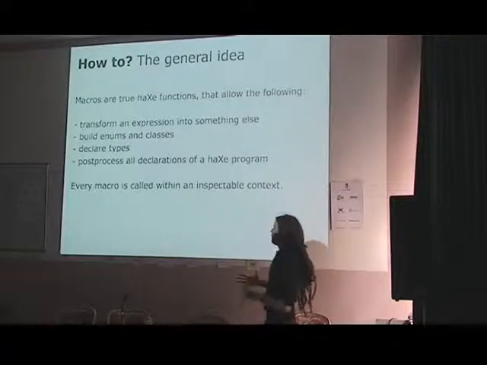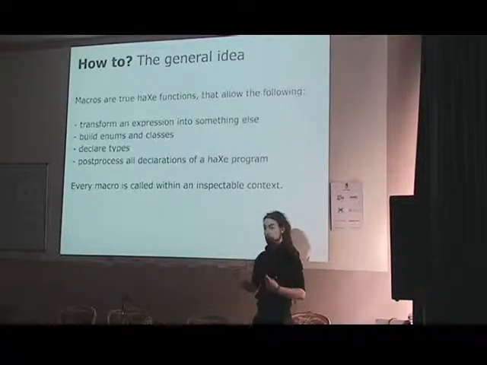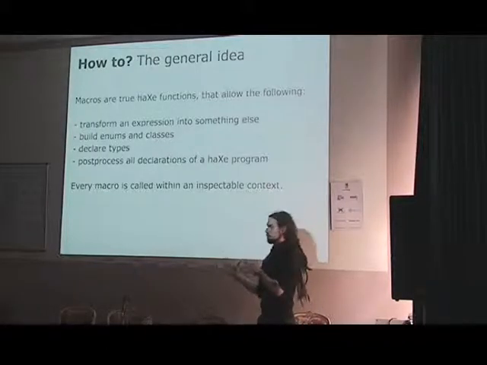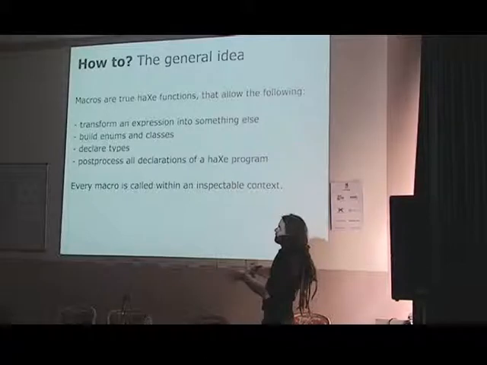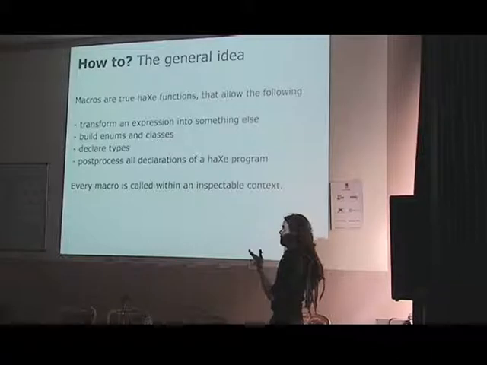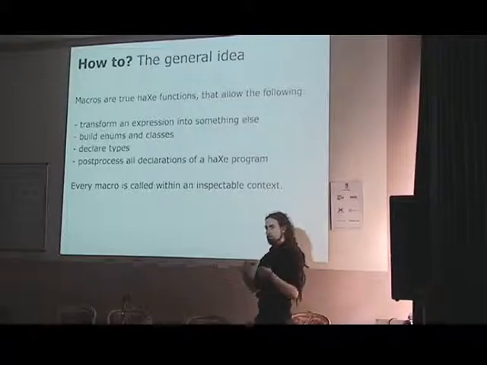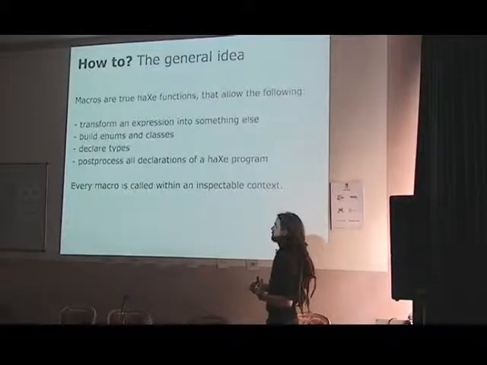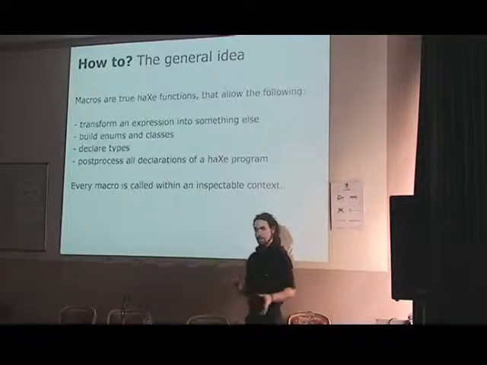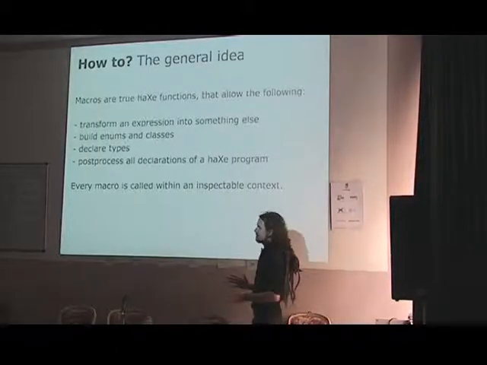So macros are basically, as I said, actual Haxe functions, true functions that get executed the way we know functions. And what they do, they take an expression or multiple expressions, and they transform it into something else. Something else is, again, an expression, of course. That's the most simple macro usage, if you will. They can build enums and classes, so kind of automate a lot of boilerplate code generation and things like that. They can even declare whole new types, which are not present in your code base at all. Kind of like you could generate random classes if you wanted to. There's not much point in that, but you could.